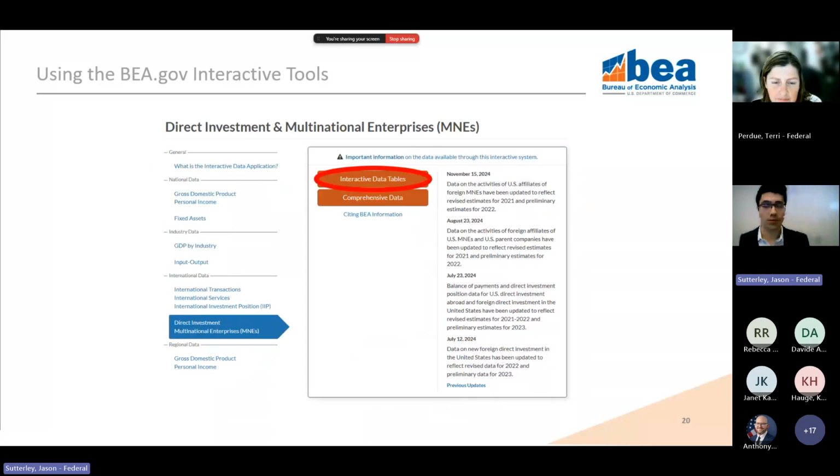From there, users will have the option to proceed to the interactive data tables or look through the comprehensive data that we mentioned earlier, which is also linked here. You can also get a nice little list of the recent data releases on the right.